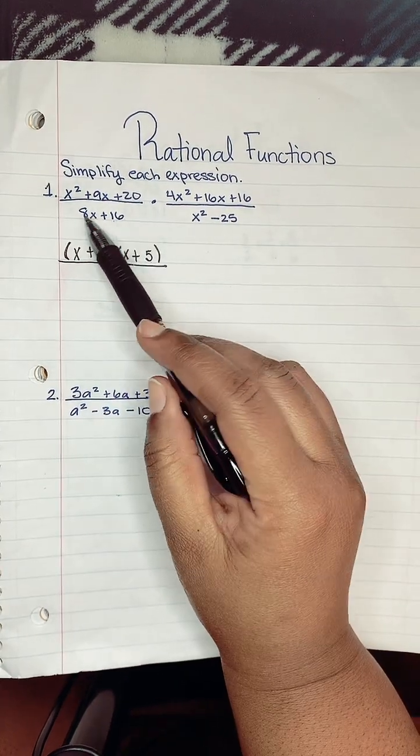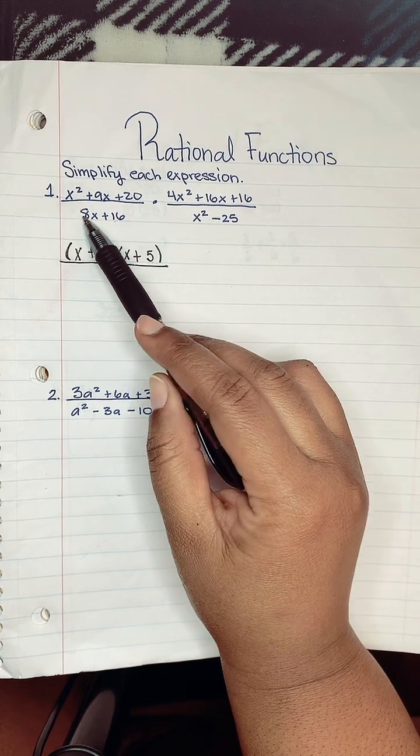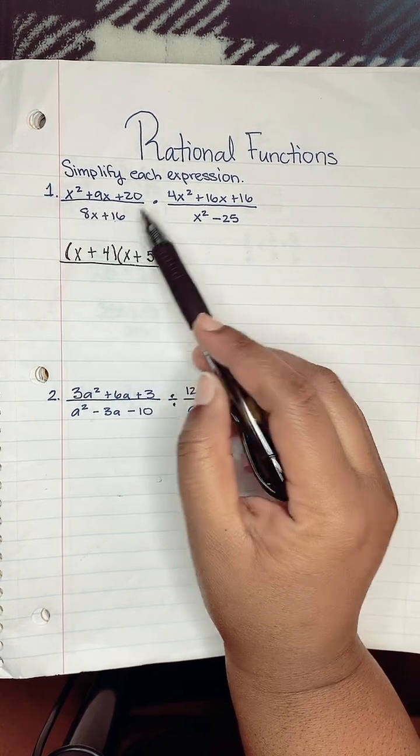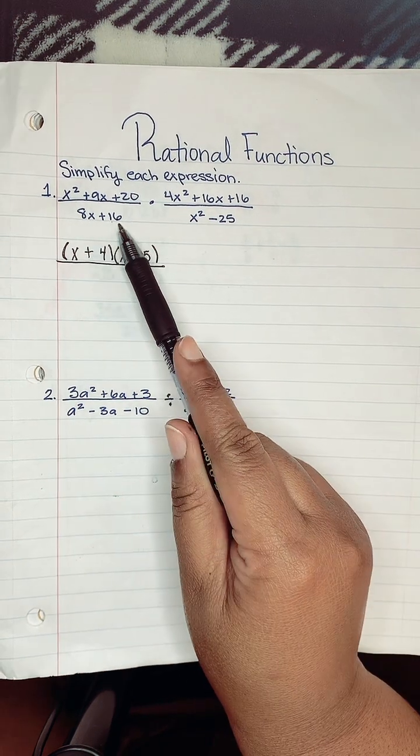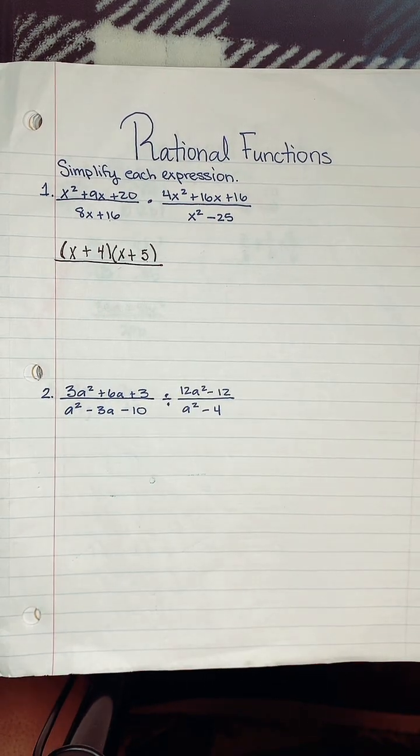Then we can look at this bottom one. This is a binomial because it has two terms. And then we can ask ourselves, what can we factor out? Can you guys put it in the comments? What can we take out, what's the GCF, greatest common factor? What do you guys say?